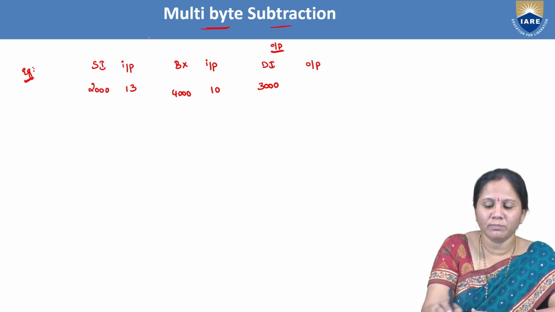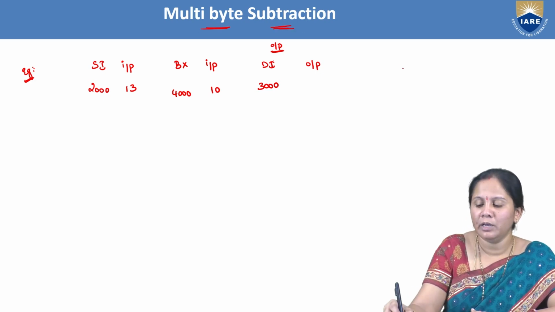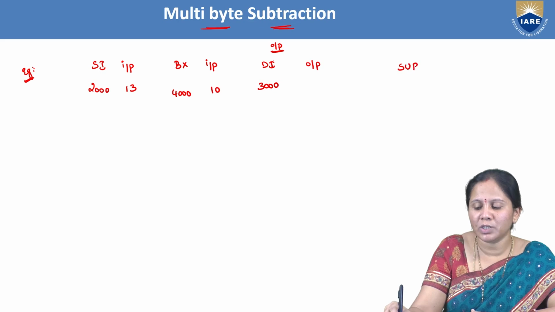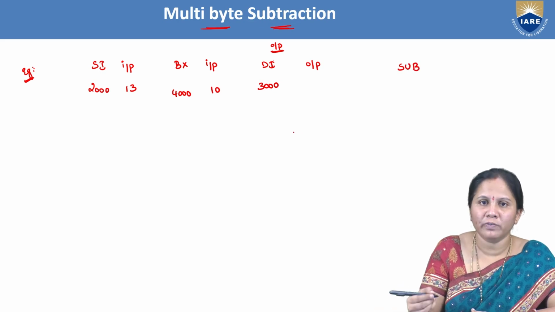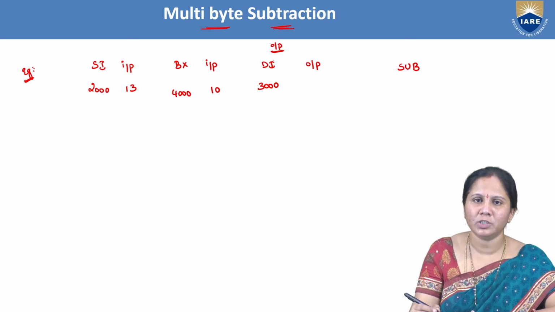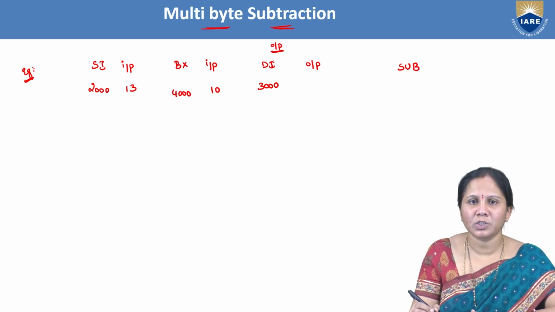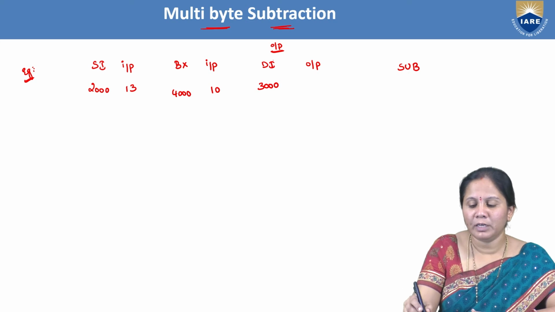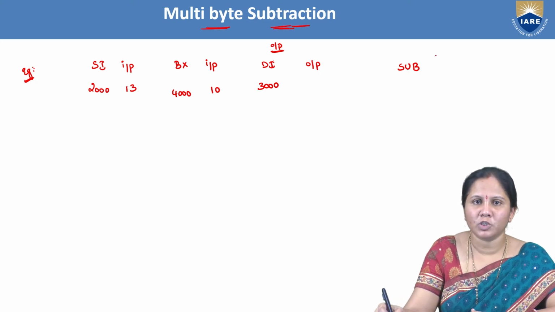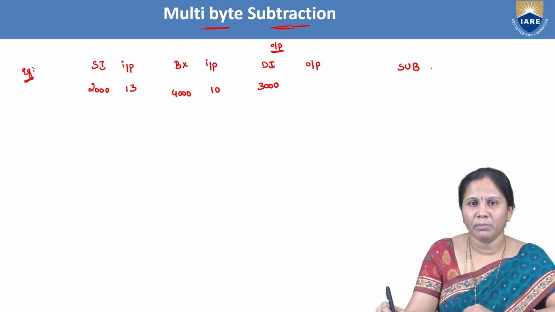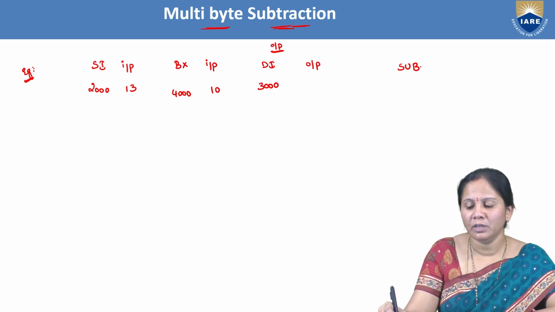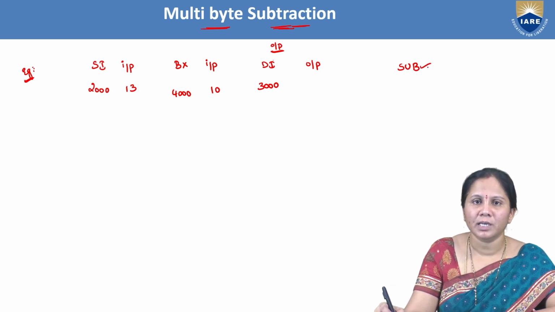In order to perform this subtraction operation, we have to use the instruction SUB instead of ADD. In the previous program for performing the multi-byte addition, we used the instruction ADD. But now, to perform the subtraction operation, instead of the ADD instruction, we have to use the instruction SUB, which performs the subtraction operation.